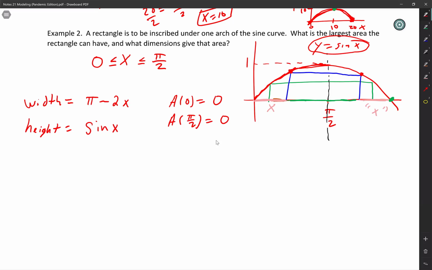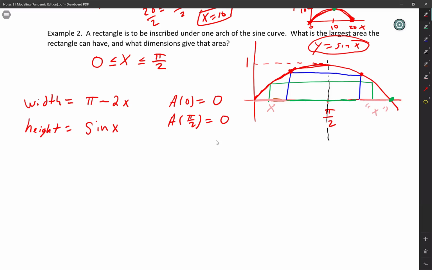Can you repeat that again? Yes. Because I know at 0, I don't have a rectangle. At 0, I just have a flat line right on the x-axis, because I haven't moved. If x is 0, I have a flat line right on the x-axis. I have no rectangle, so my area is 0.